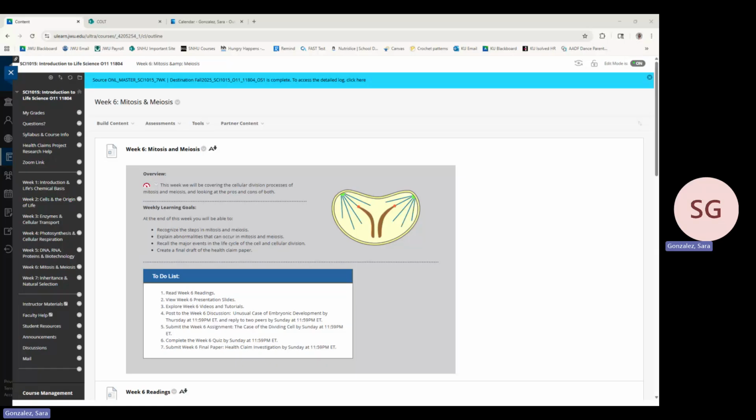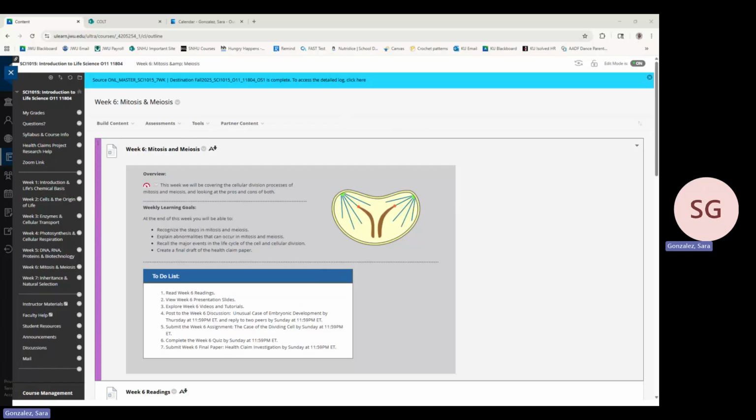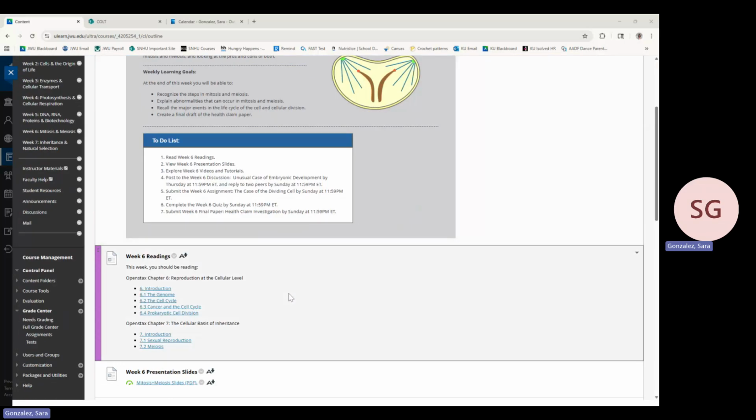So this week, our focus is going to be on how cells multiply and divide, and also sexual reproduction, looking at mitosis and meiosis. So again, this week we'll look at those particular steps of mitosis and meiosis. We'll look at some of the abnormalities that can result in terms of mutations, some of the life cycle events, cellular division of our cells, and also create our final draft of the health claim paper.